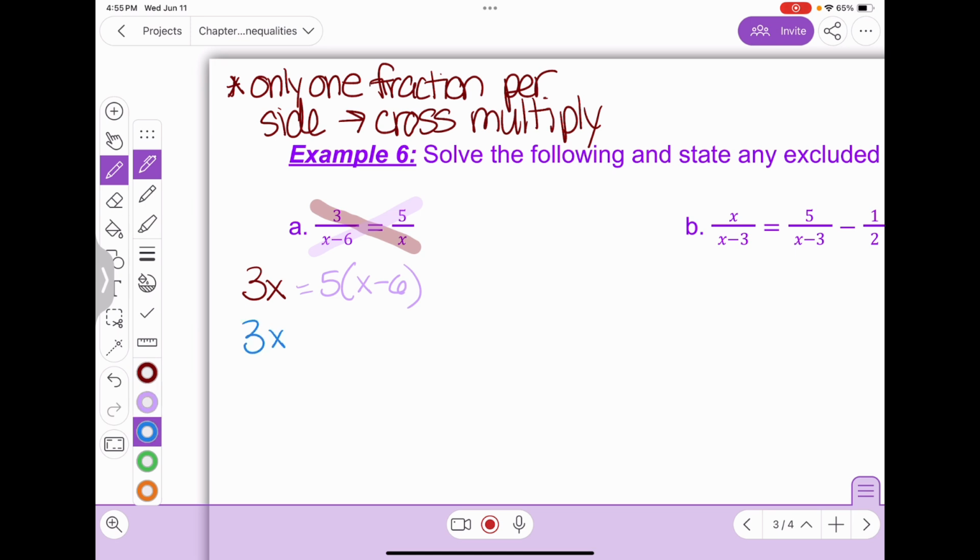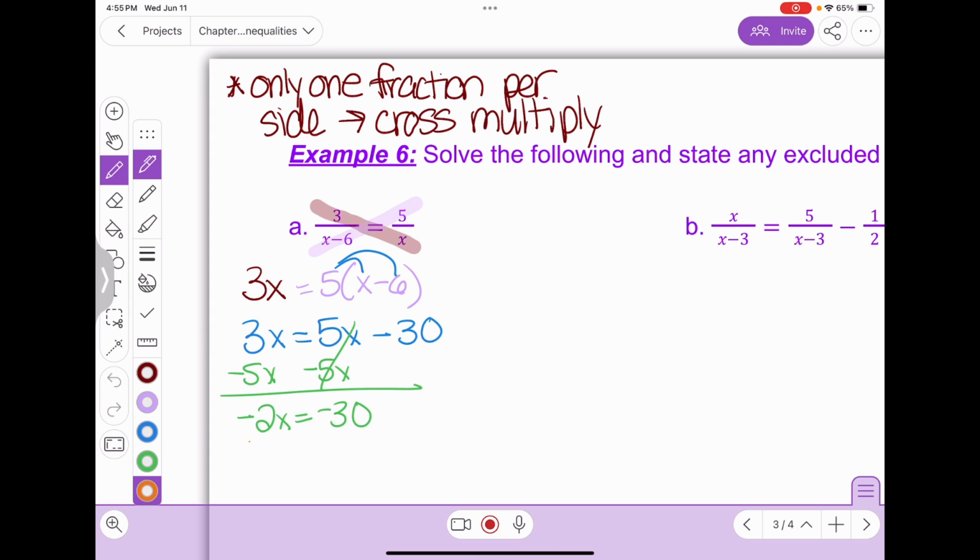So this side stays 3x. This is distribution. So 5 times x is 5x. 5 times negative 6 is negative 30. Now we would just move the 5x over. So we subtract 5x from both sides. 3 minus 5 is negative 2. And this cancels. Then divide both sides by negative 2. So x equals 15.